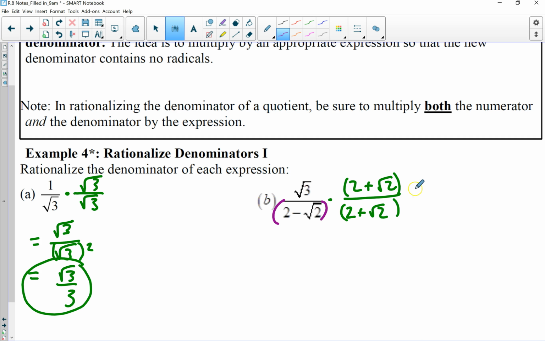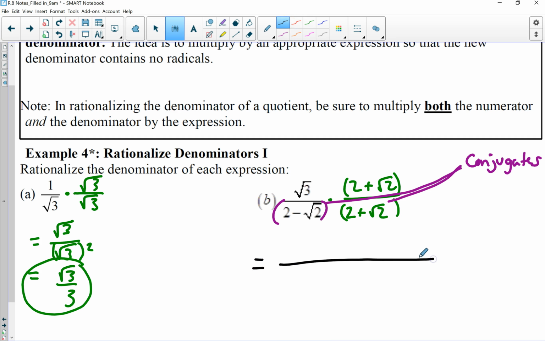What we call these guys are conjugates. So let me write that up here. So the 2 minus root 2 and 2 plus root 2 are what we call conjugates. And it's because they're conjugates that it fixes the issue that we're having with that square root of 2 in our denominator. So let's try that. Let's try multiplying out our denominator and seeing what happens.